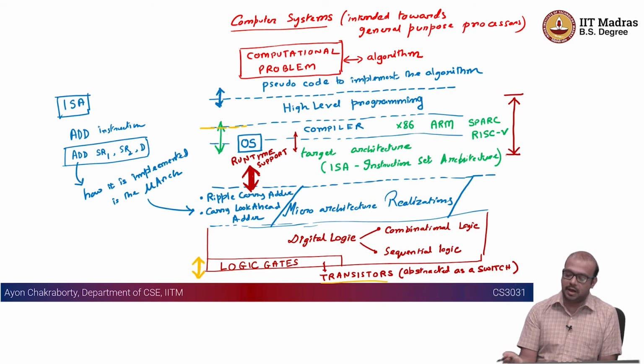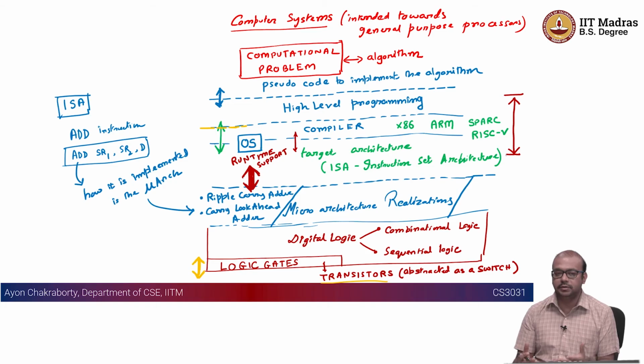So then we talked about microarchitecture, and microarchitecture is realized in terms of the digital logic that we built, combinational and sequential, and this is basically built with logic gates, another abstraction, and these logic gates are made using a network of transistors put in a certain way, and each transistor being abstracted as a switch.